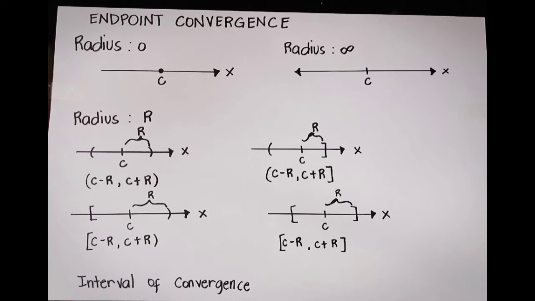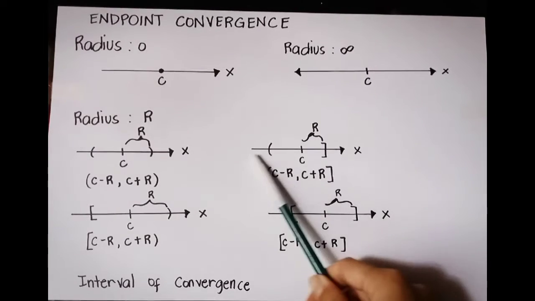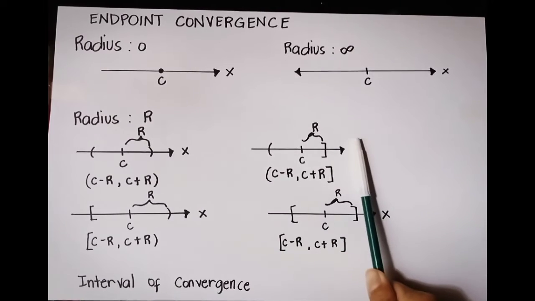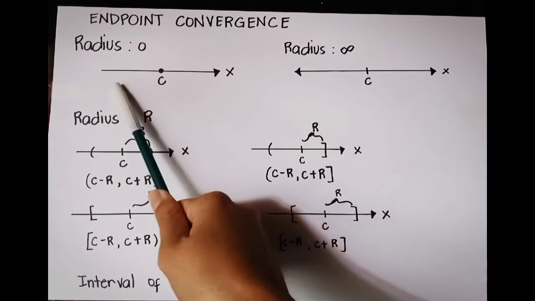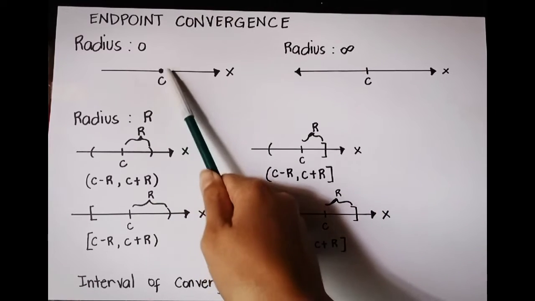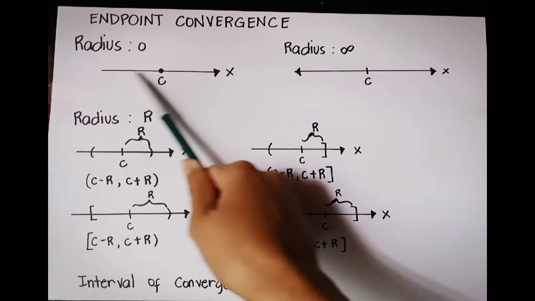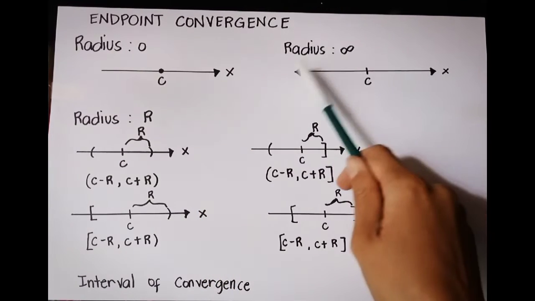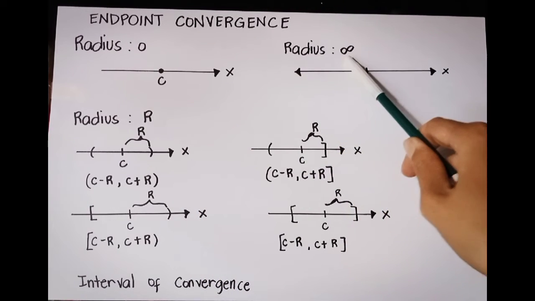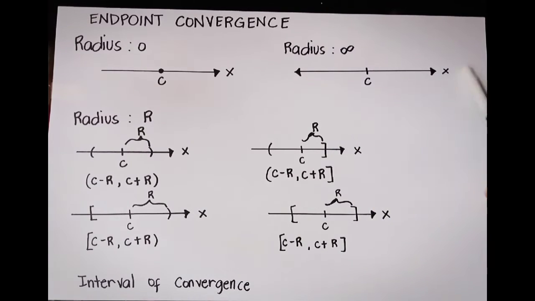Alright. Each endpoint must be tested separately for convergence or divergence. As a result, the interval of convergence of a power series can take any one of 6 forms. So if the radius is equal to 0, then the endpoint of convergence looks like this illustration. We have the x-axis here and this dot here is the c. However, if the radius is equal to infinity, then the expression looks like this.